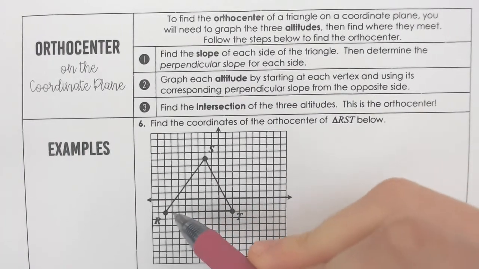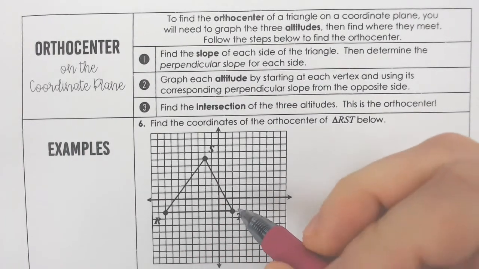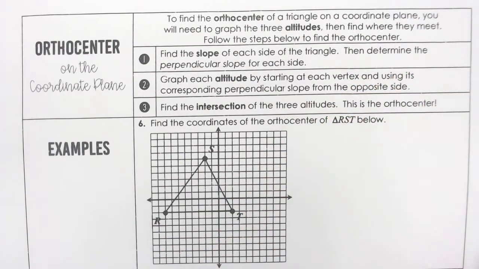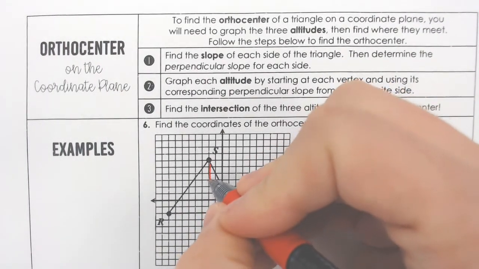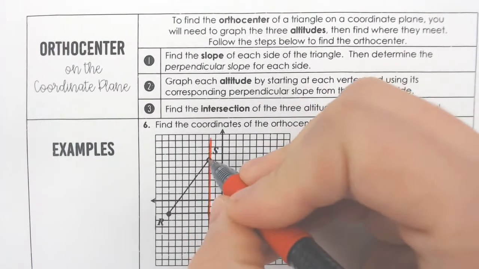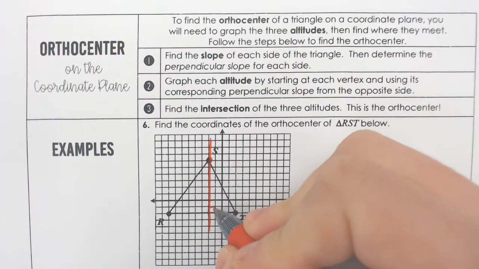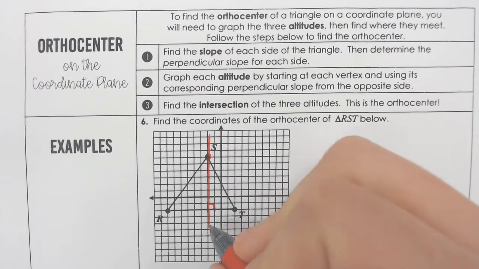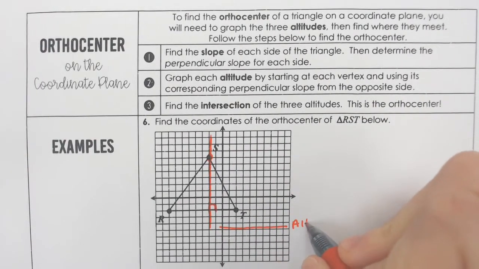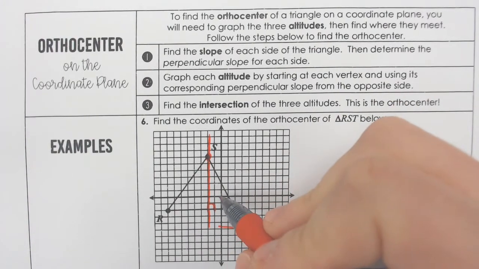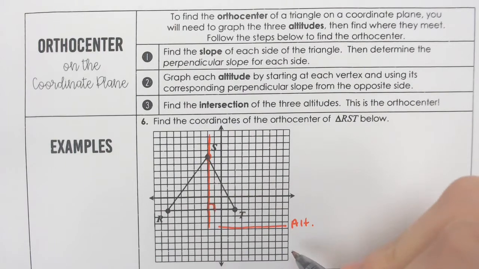In this case, it's going to be RT, and I am going to want to draw a line that is perpendicular to RT. RT is horizontal, so perpendicular to RT is going to just be straight up and down. But I want it to be straight up and down going through that opposite angle, which is point S. So there's the 90-degree line, and it's going through point S. That altitude is a vertical line. Vertical lines are x equals equations. In this case, it is x equals -2.